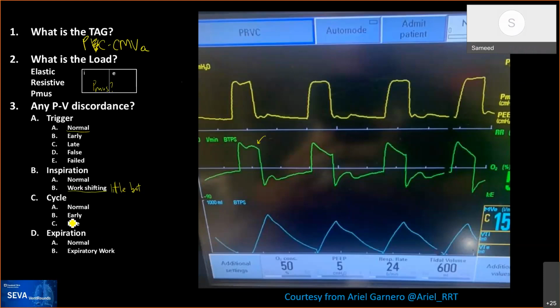So in terms of cycling, I think there's that blip in the expiratory phase, which shows that the inspiratory effort is still there, or the patient is trying to force exhale. But I think the patient might be on a nebulizer.